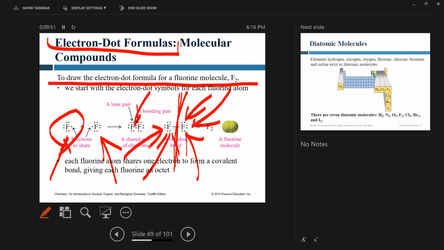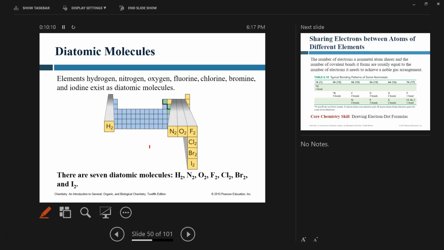Now, you may have noticed that we picked two molecules that are formed by the same atoms: hydrogen, H2, and fluorine, F2. Do all nonmetals form such molecules? The answer is no. So these are the elements that form such molecules. Only 7 diatomic molecules.